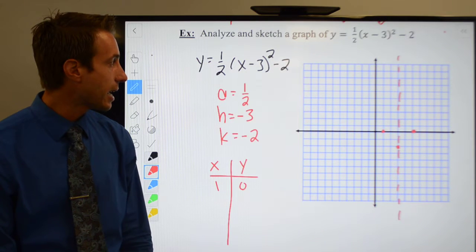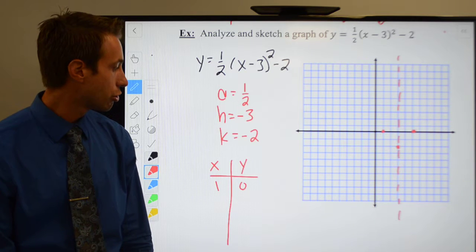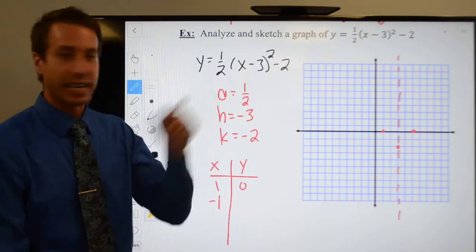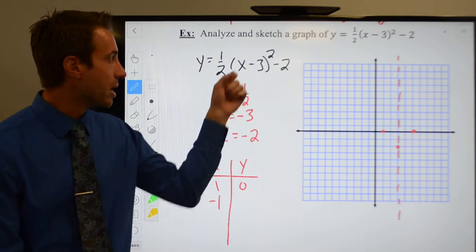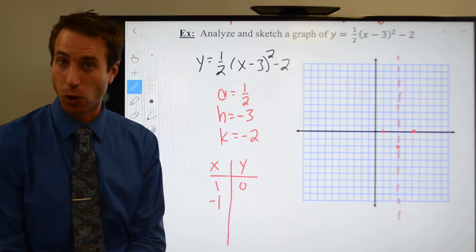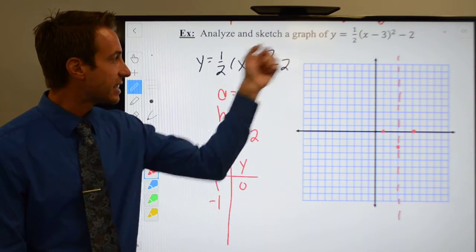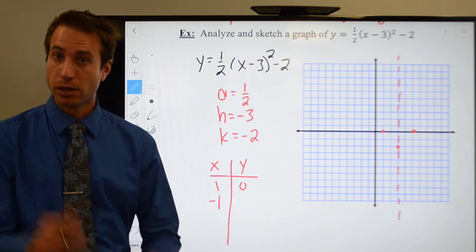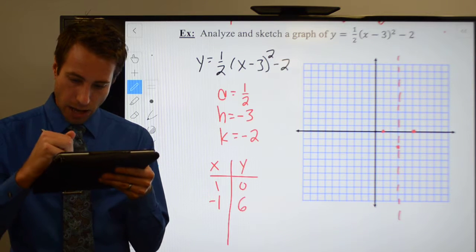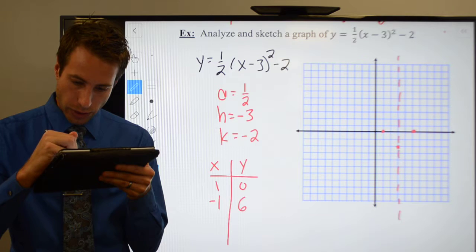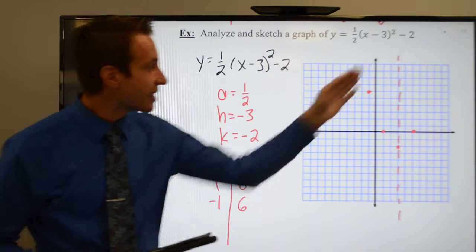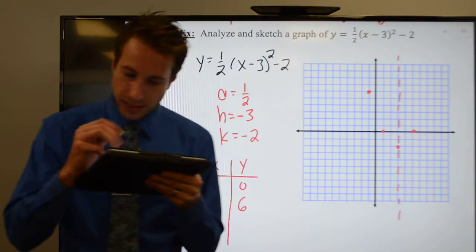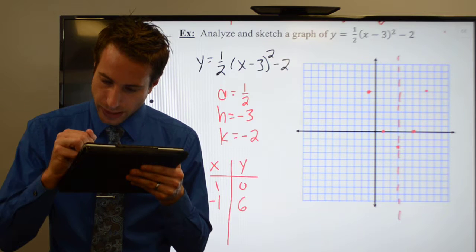What if I were to put in a... How about a -1? If I plug in a -1, and again, I'm just choosing these values of x kind of at random, -1 minus 3 would be -4. -4 squared would be 16. 16 divided by 2 would be 8. And 8 minus 2 would be +6. So (-1, 6). Again, this line represents my axis of symmetry. I am 4 units from the axis of symmetry, so 4 units from the axis of symmetry on the other side.